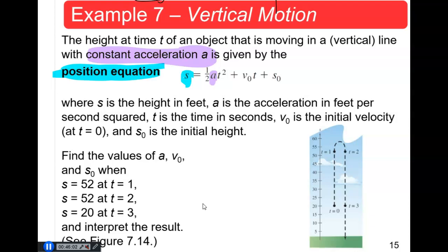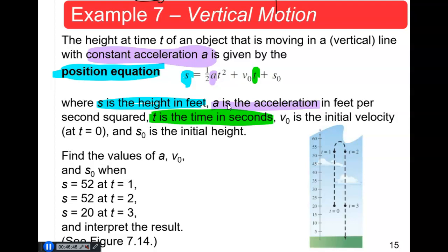S is the position, and in this case, for vertical motion, we're using that position as the height, representing the height in feet of the object that has been thrown. And I usually don't even care what the object is. Sometimes they tell you what it is. So A is the acceleration, we already know that. S is the height in feet. A is the acceleration in feet per second squared. And then T, you already know, is time, and in this case is in seconds.